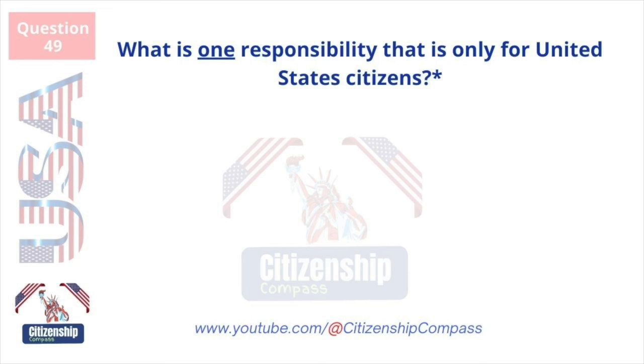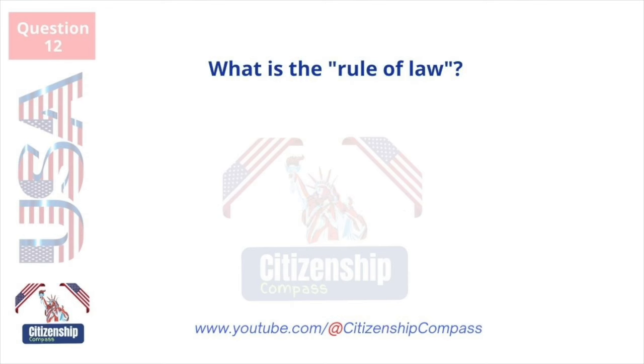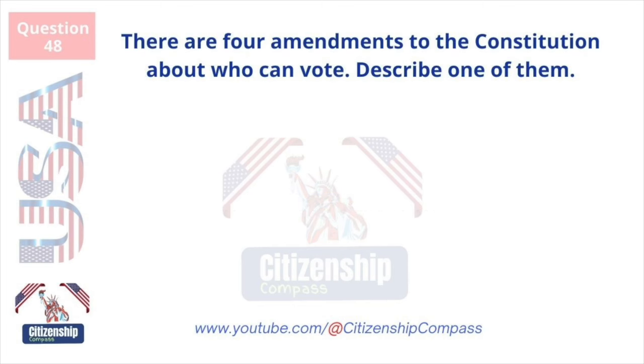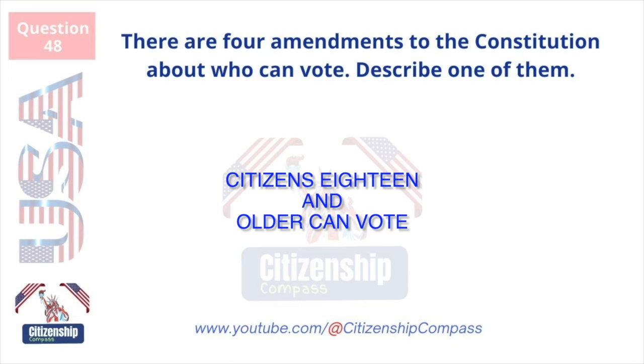What is one responsibility that is only for United States citizens? Serve on a jury. What is the rule of law? Everyone must follow the law. There are 4 amendments to the Constitution about who can vote. Describe one of them. Citizens 18 and older can vote.